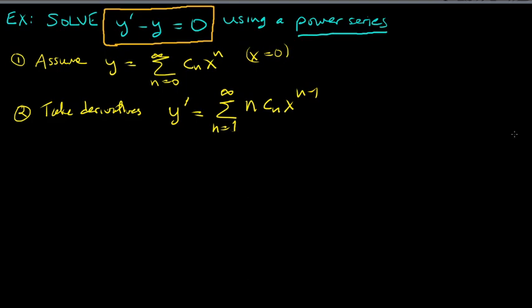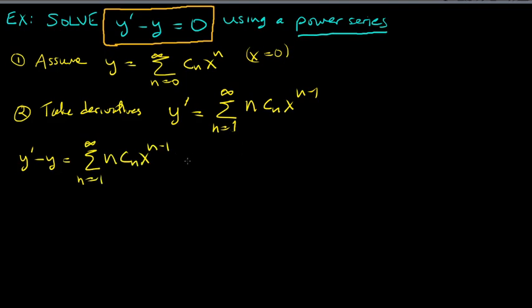Not necessary here. Okay, so now we want to rewrite the equation using a series. So we know y prime minus y is going to equal 0. But here's y prime. It's the sum, n going from 1 to infinity, of n times Cn times x to the n minus 1, plus, or I should say minus y.